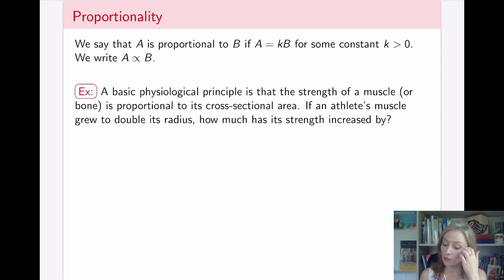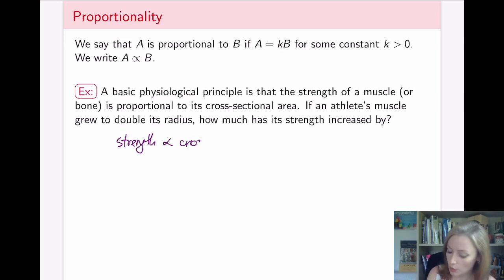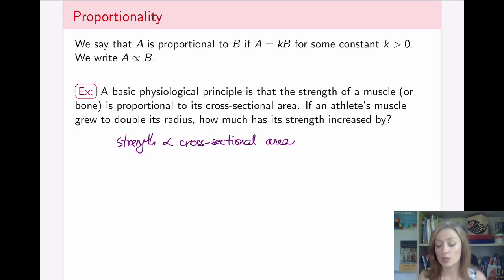Okay, so let's first of all translate some of the information we have into our proportionality relationship. The notation for this also, I should mention, is this: A is proportional to B. We denote that by the little sort of Jesus fish sign. Okay, so the first sentence here says that the strength of a muscle is proportional to its cross-sectional area. So as a shortcut, we can say that the strength is proportional, with our little proportionality symbol, to the cross-sectional area. And then we're given some information about the athlete's muscle that grows to double the radius.